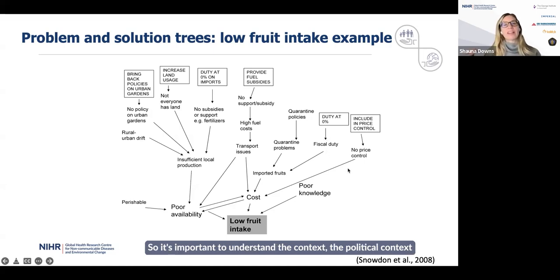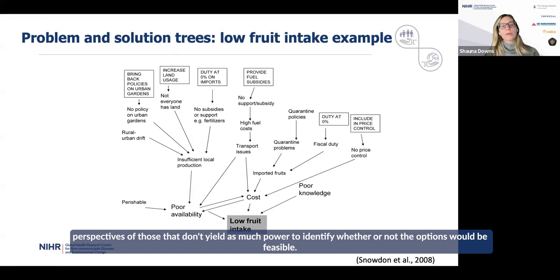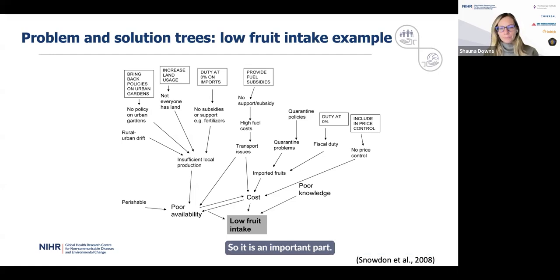So it's important to understand the political context, and more broadly the context of the different players that wield power in the food system, but also the perspectives of those that don't wield as much power, to identify whether or not the options would be feasible. Because at the end of the day, you don't want to go through this whole process and then it's kind of a joke, like there's no way that these policies would be adopted. So it is an important part.